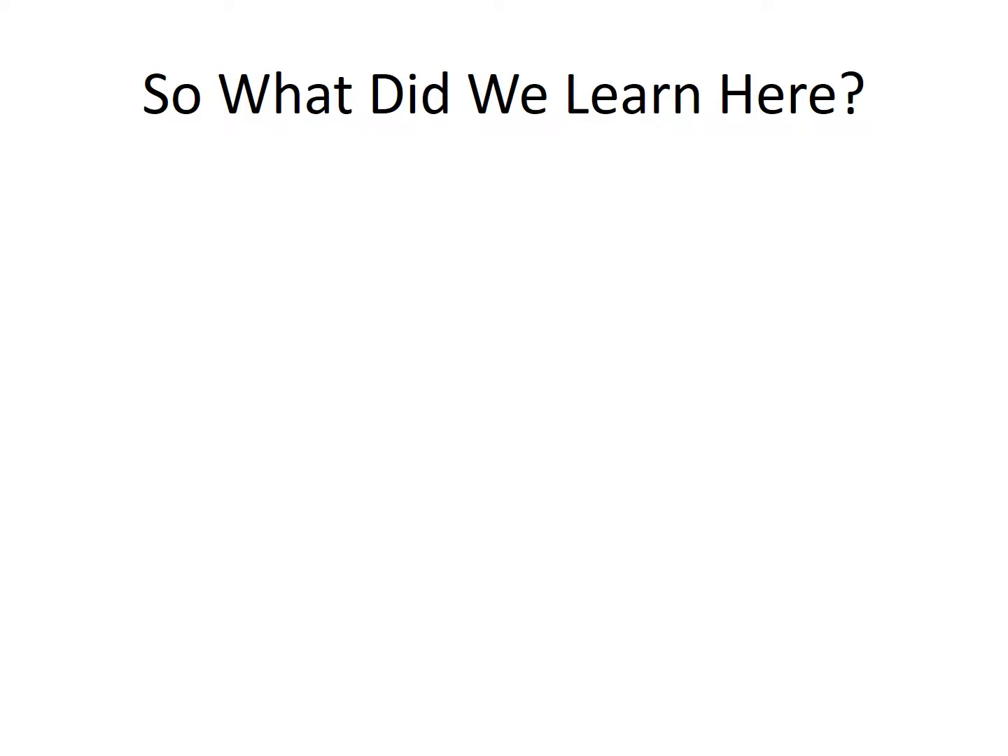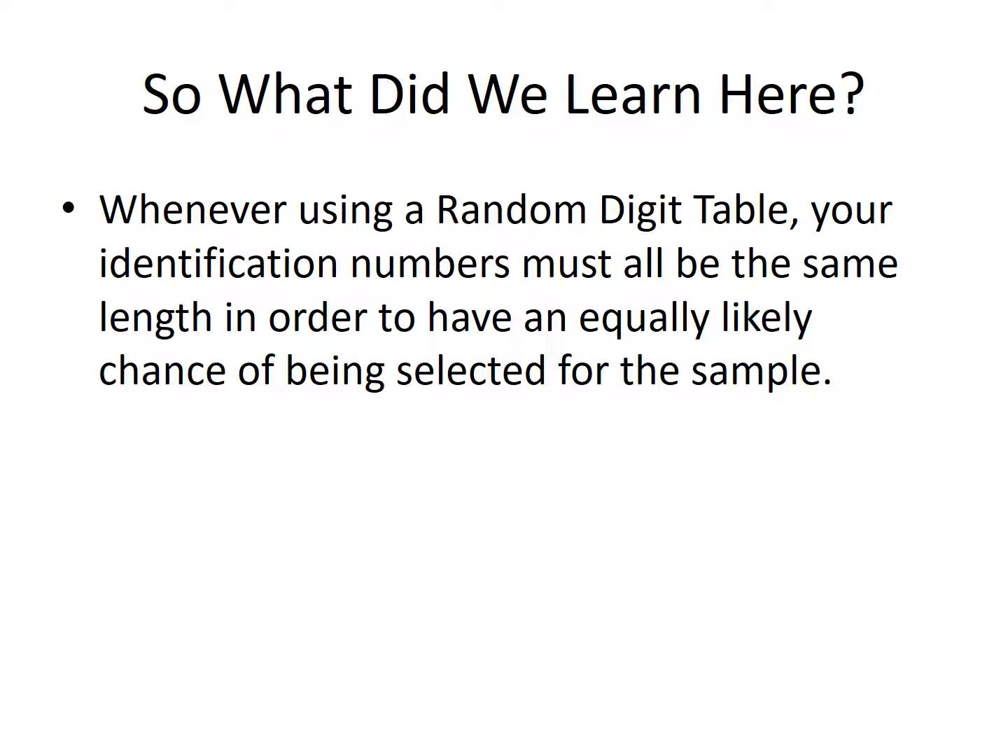So what did we learn here? Whenever using a random digit table, your identification numbers must all be the same length in order to have an equally likely chance of being selected for the sample.